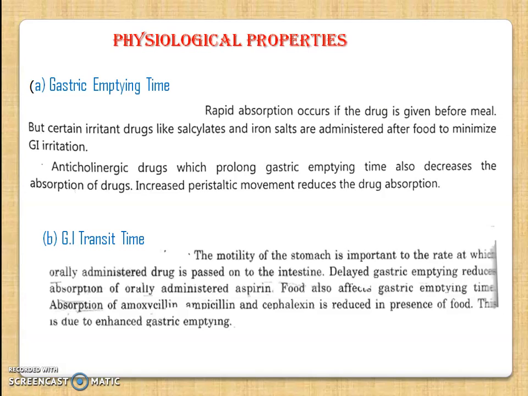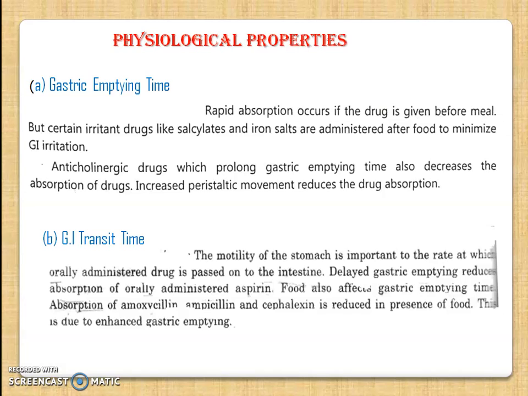Then physiological properties, that is, gastric emptying time. Rapid absorption occurs if the drug is given before a meal, but certain irritant drugs like salicylates and iron salts are administered after food to minimize GI irritation. Anticholinergic drugs with prolonged gastric emptying time also decrease the absorption of drugs. An increase in peristaltic movement reduces drug absorption.